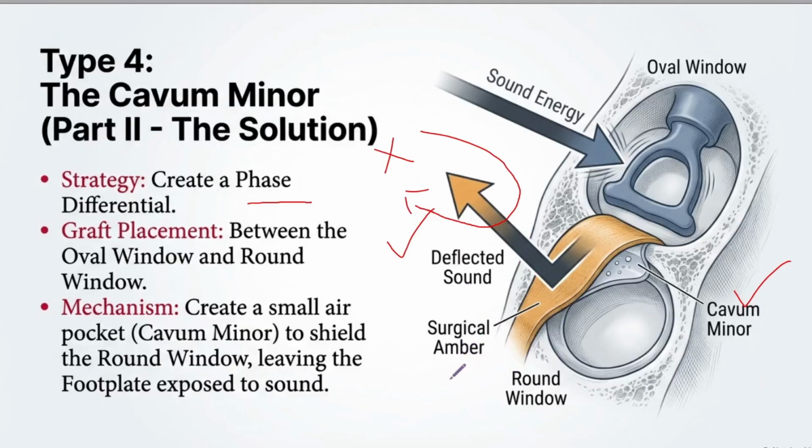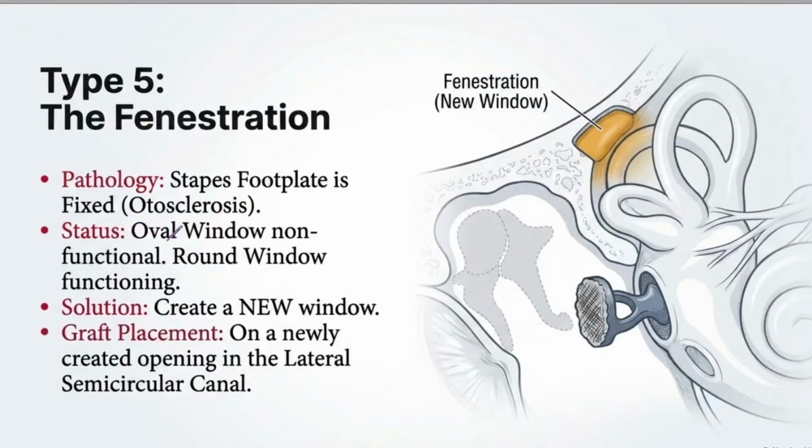The outlier. This one seems totally different. The problem isn't that things are missing. The source says the footplate is fixed. Right. In all the other types, we assume the footplate could move if we could just get energy to it. In type 5, the footplate is frozen shut. Calcified. Welded in place, usually from a condition called otosclerosis. It's not budging. The front door is nailed shut.